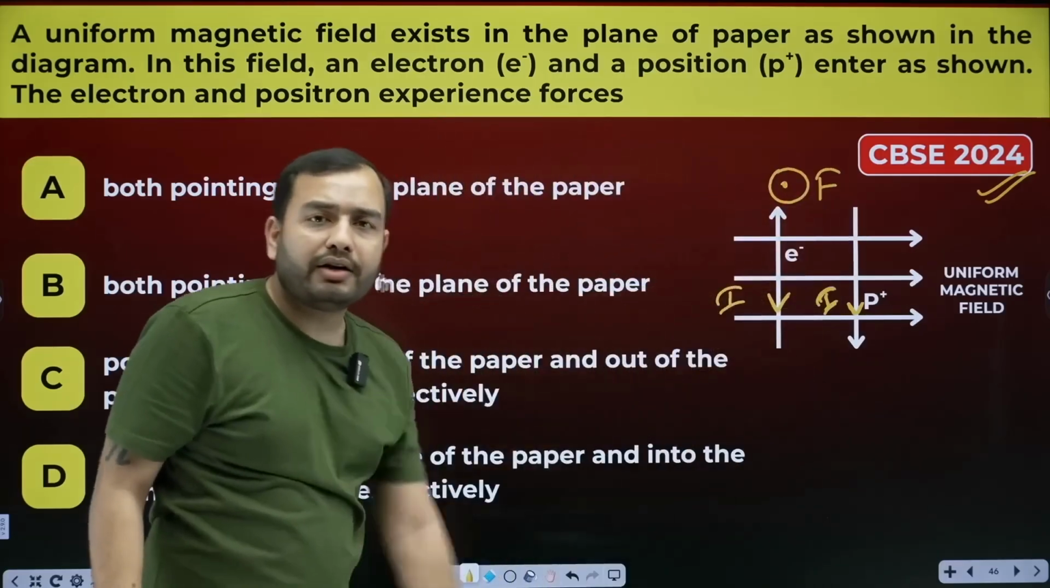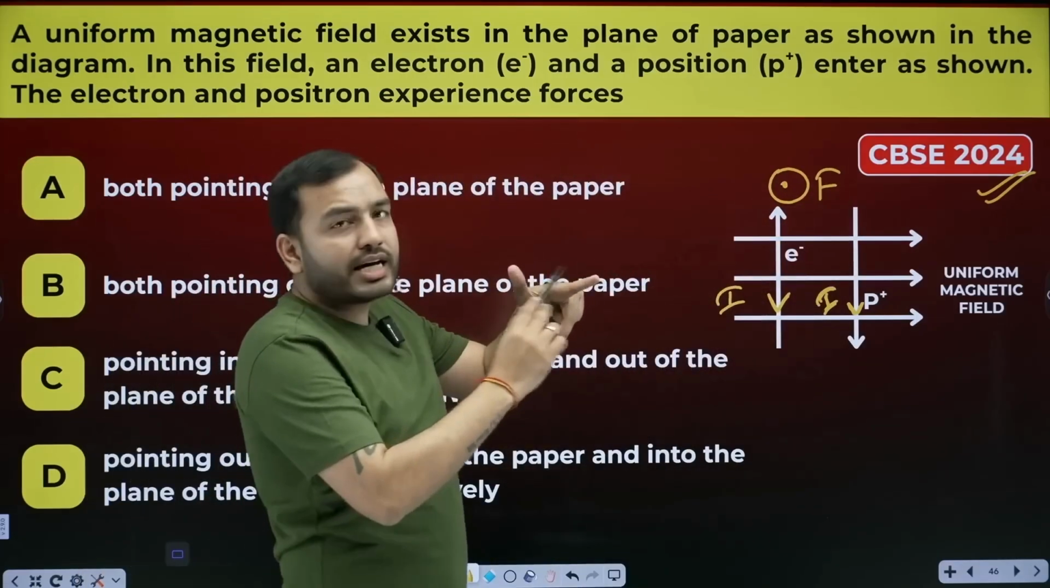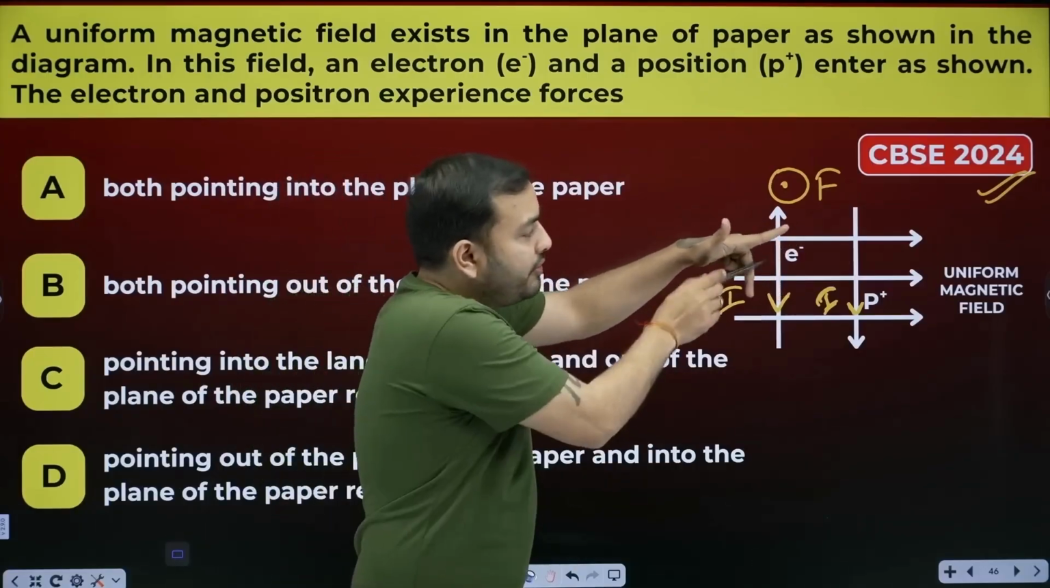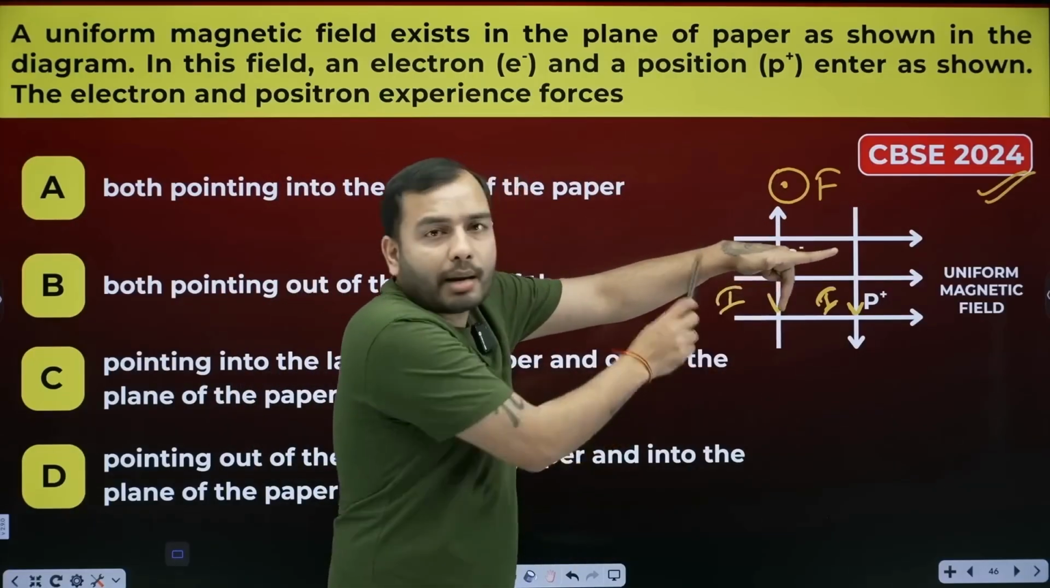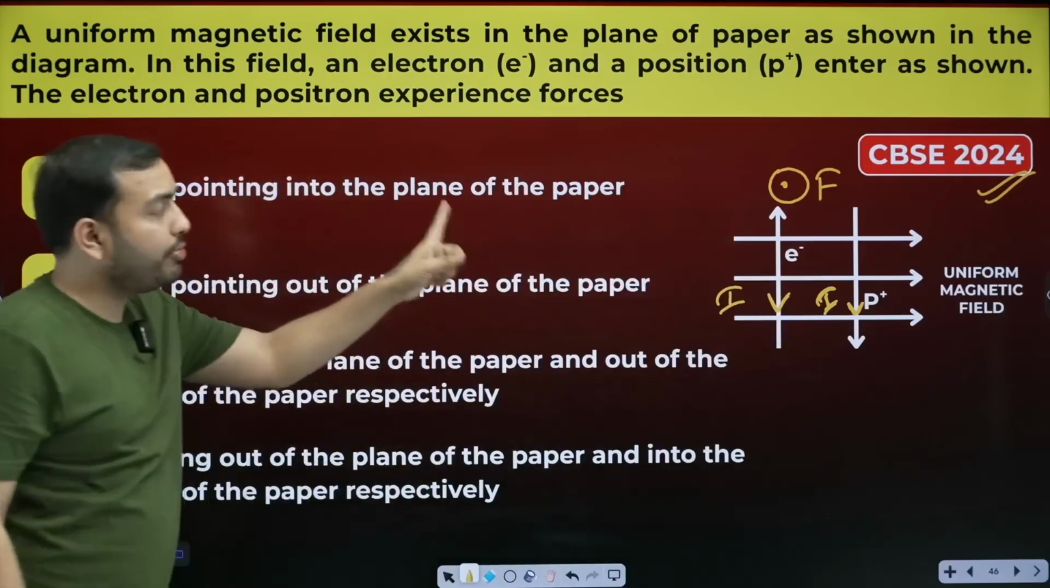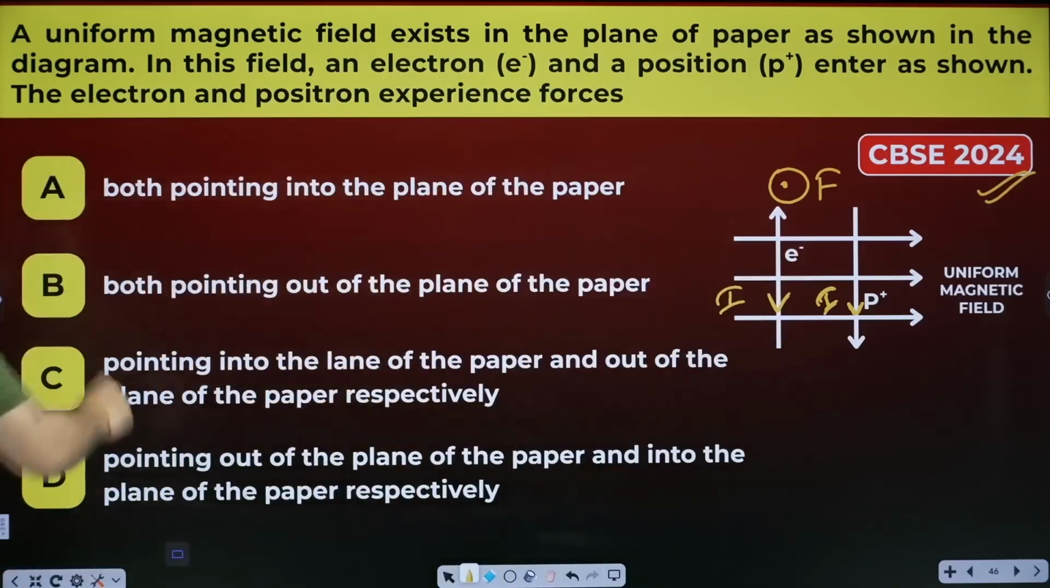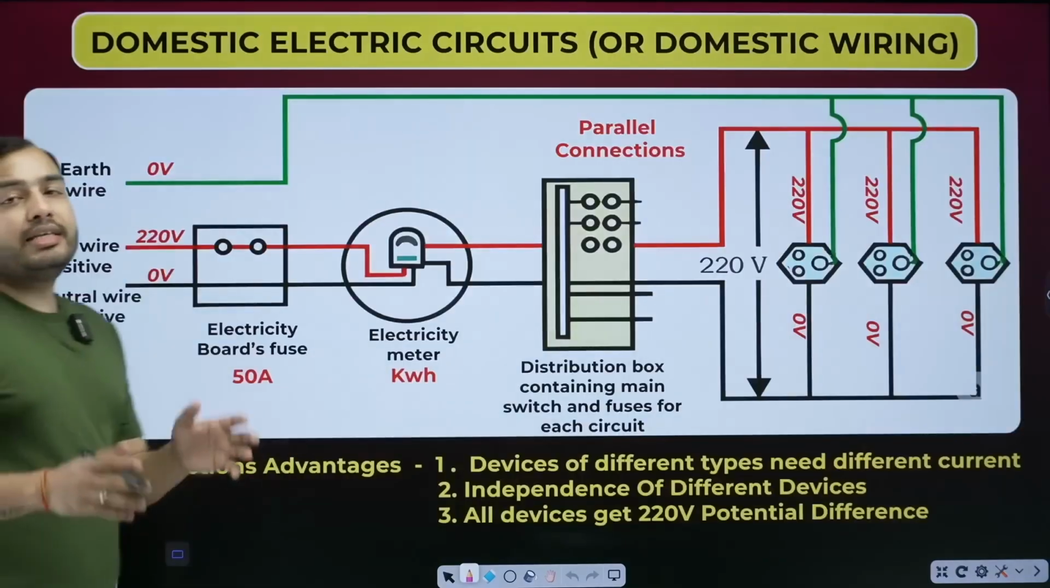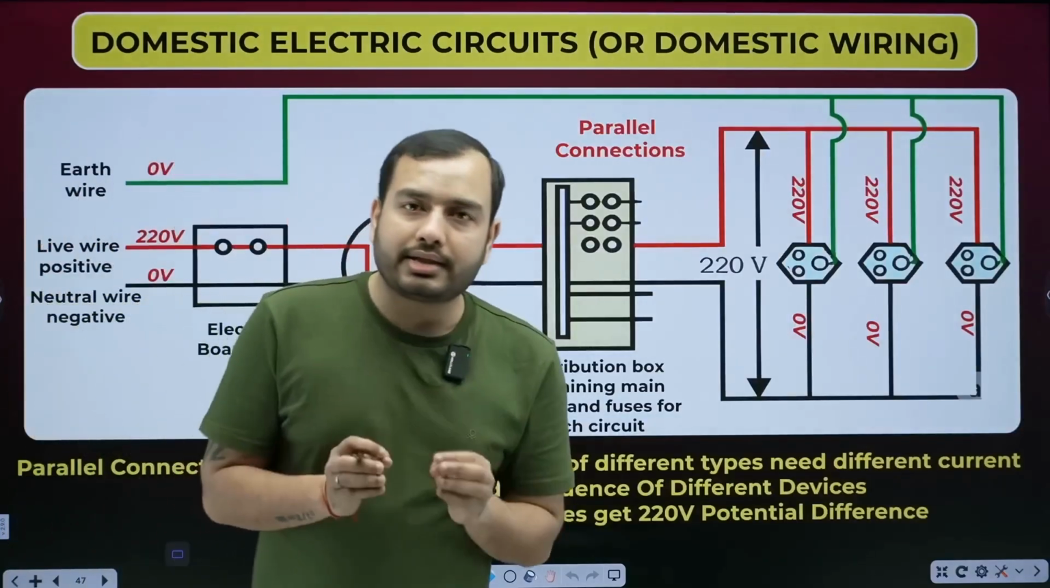Will it be the same in both? Yes, in both of them. Use the left hand rule with the magnetic field. In which direction is the forefinger? Magnetic field. In which direction is the middle finger? Current. Where is the thumb coming? Out. In which direction will the force be? Out of the plane of paper in both of them. Both pointing out of the plane of the paper. Is it clear?